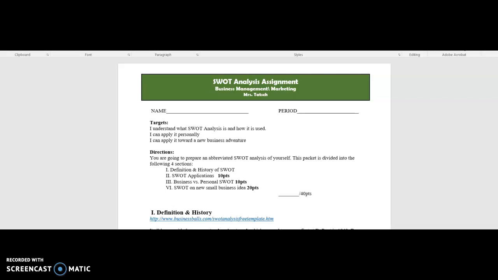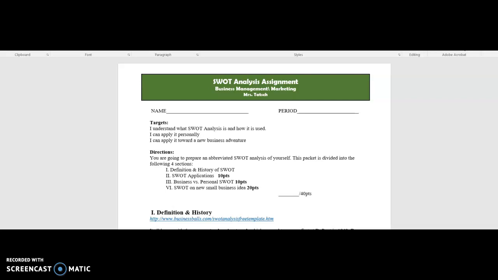Okay, our next lesson for the week is going to be on SWOT analysis. SWOT analysis is a widely used acronym in business. It's used over all facets of business, so that's why I thought it could apply to business management and marketing. You're going to do a couple different SWOT analyses and apply them to a couple different situations.